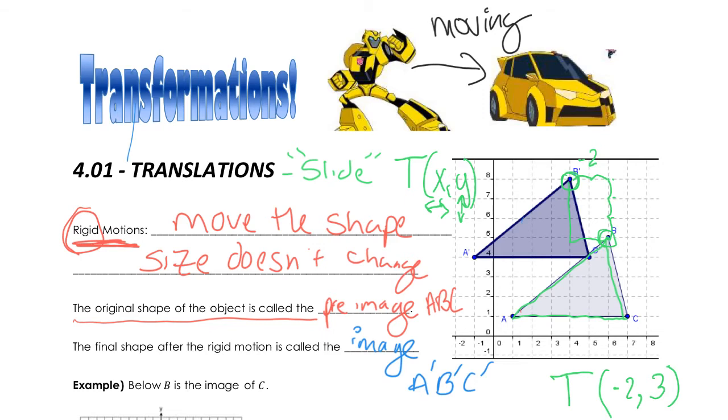And another cool thing about translations: I only looked at point B, but point C is going to do the exact same thing. I'll do it in yellow. It's going left 1, 2, up 1, 2, 3. Oh, it lands in the exact same spot. I move every point left 2, up 3. So that's how we write a translation.